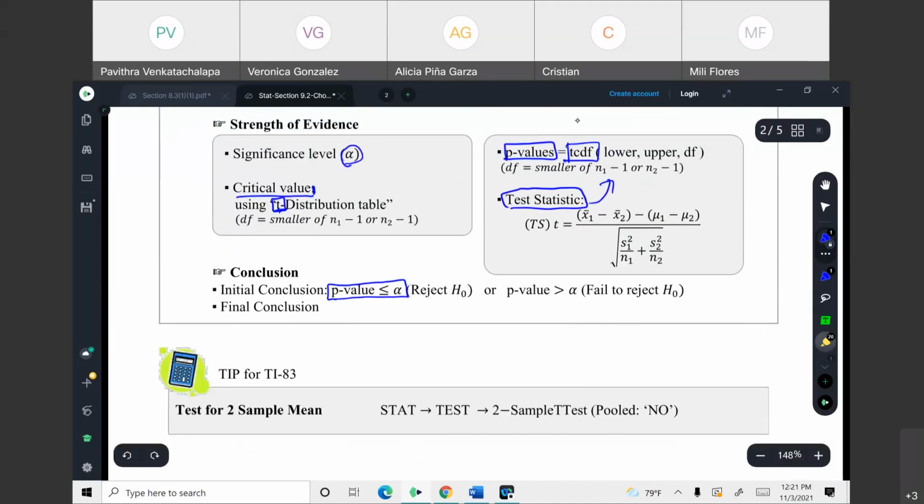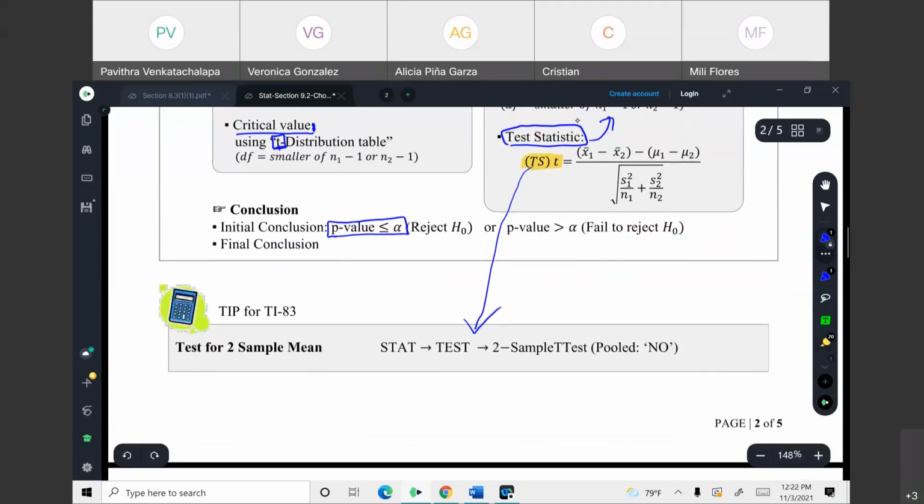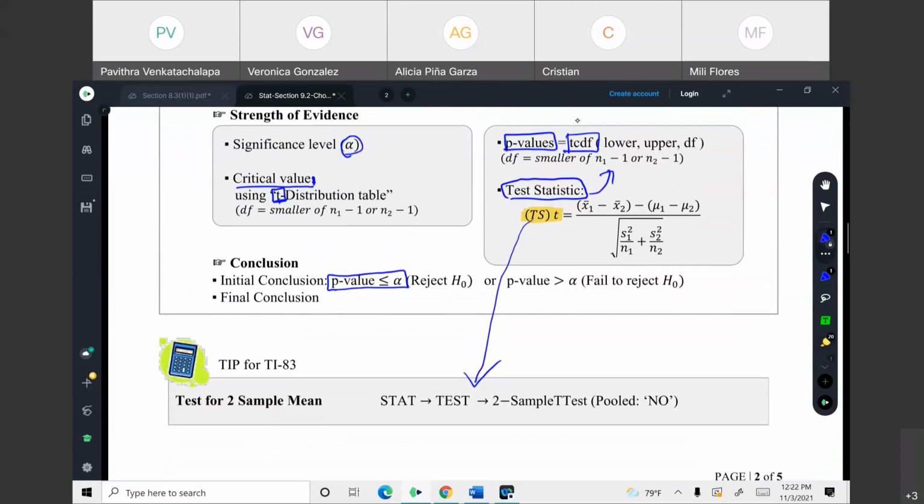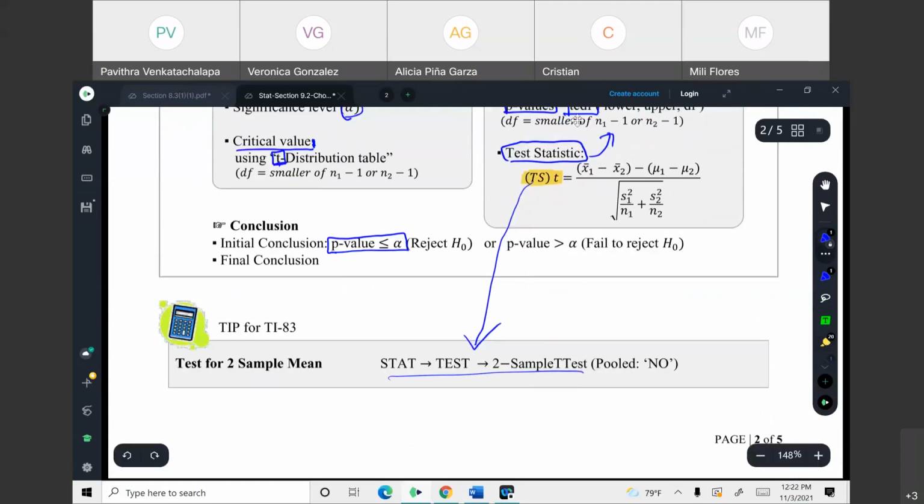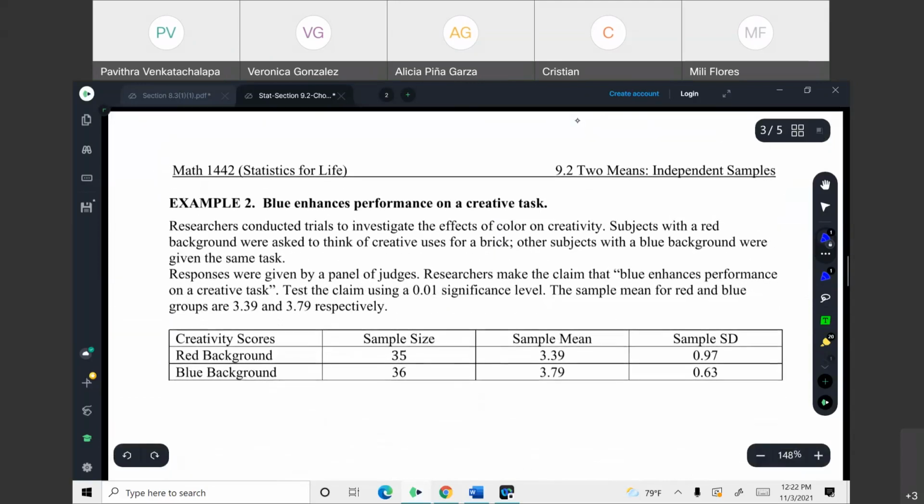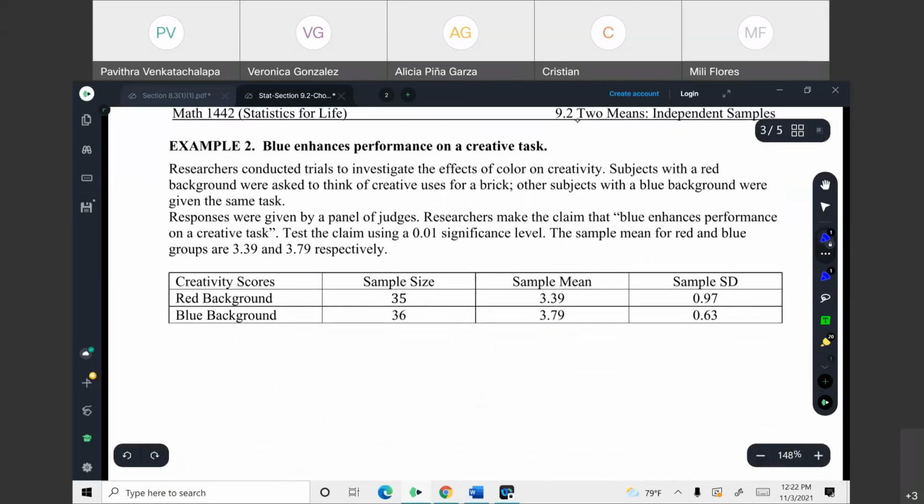Now, instead of using this formula, the big formula here, you can use this one in your calculator. Whenever you want to find the test statistic or the t-value, you can use these steps in your calculator. Okay? So let's get to example 2.